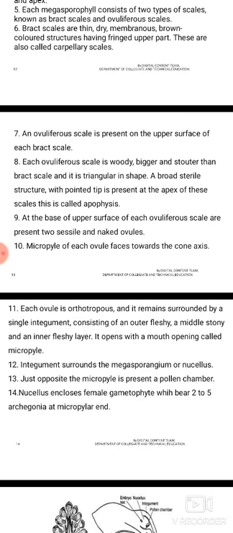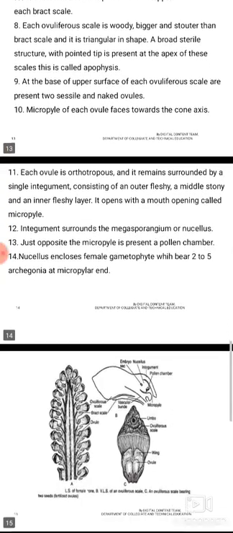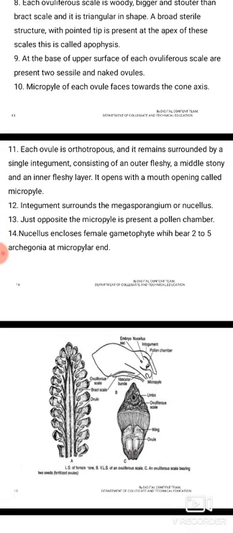A broad sterile structure with a pointed tip is present at the apex of these scales, and this is known as apophysis. At the base of the upper surface of each ovuliferous scale are present two sessile and naked ovules. The micropyle of each ovule faces towards the cone axis. Each ovule is anatropous and remains surrounded by a single integument consisting of outer fleshy, middle stony and inner fleshy layer. It opens with a mouth called micropyle.